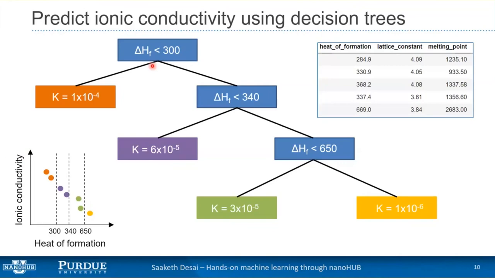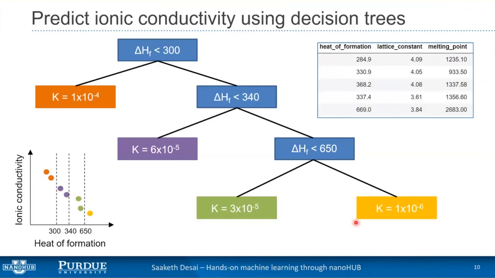Let's understand that. Let's say the decision tree made a split where it said, if the heat of formation is less than 300, I'm going to predict a conductivity of 10 to the power minus 4. How did you get that number? Because I know that if the heat of formation is less than 300, I have only two data points in orange. I can take an average of those, and that is my prediction. If it is more than 300 but less than 340, I can now take the average of the purple points and call that my prediction. And so on and so forth for the other points as well.